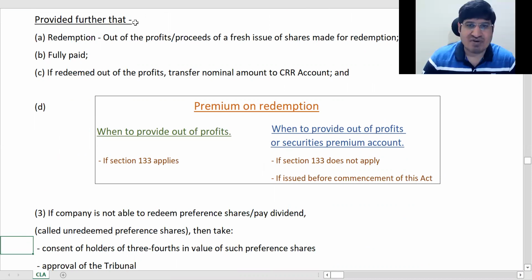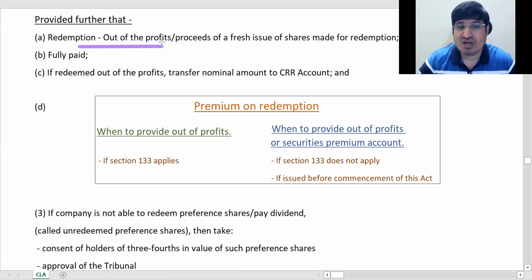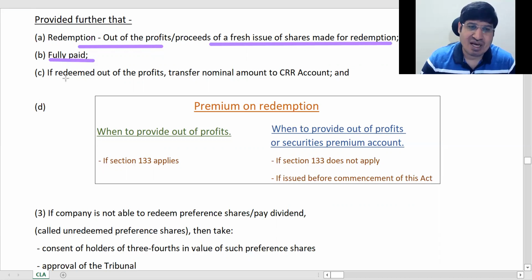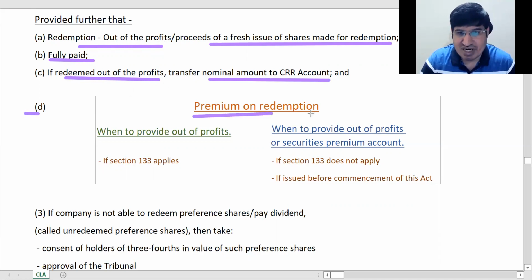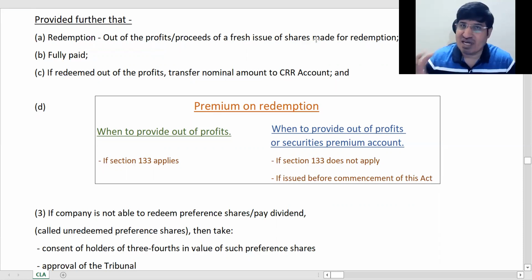Now, after that, we had just seen redemption out of profits. You can do it out of profits. Here it is revenue profits. We are talking about revenue profits, not capital profits or proceeds of fresh issue of shares. Shares must be fully paid, and if you're redeeming out of profits, the nominal amount should be transferred to the capital redemption reserve account, similar to buyback. And then the next point is premium on redemption. So we had two things, right? One, you are redeeming the face value part, or if you are giving any premium, which I said is a loss, from where will you get the premium? That we are talking about.